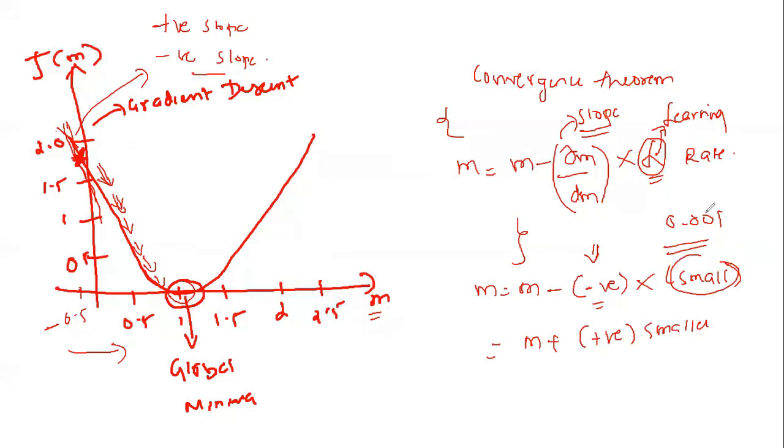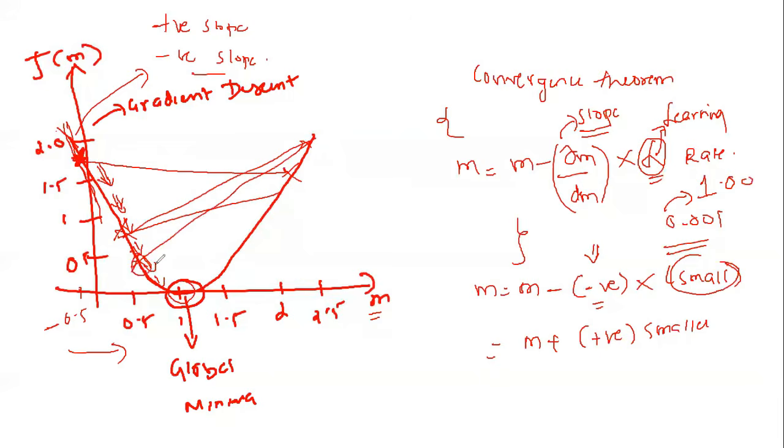Now, if I select the learning rate as a larger value like 1.00, then instead of taking a smaller step, this point may jump to some other points like this. It may take a longer jump and may not reach the global minimum even after many iterations. So for that reason, we usually select the learning rate as a very small value.